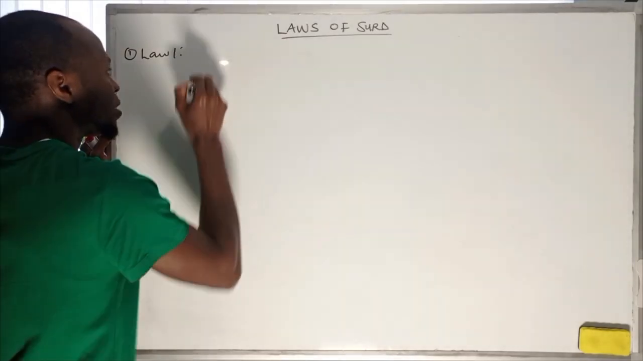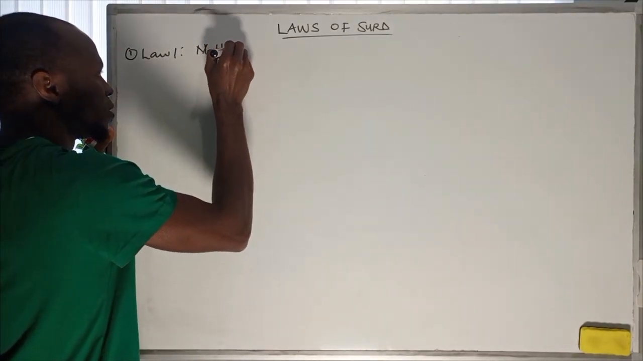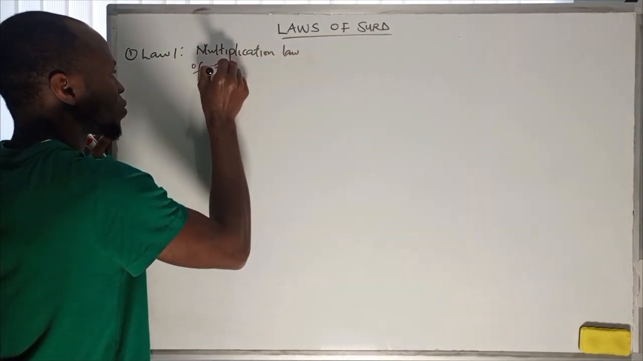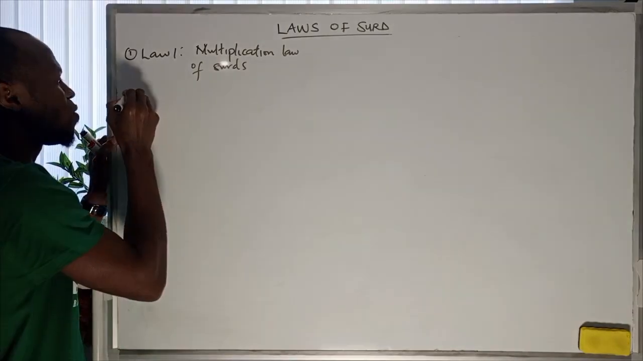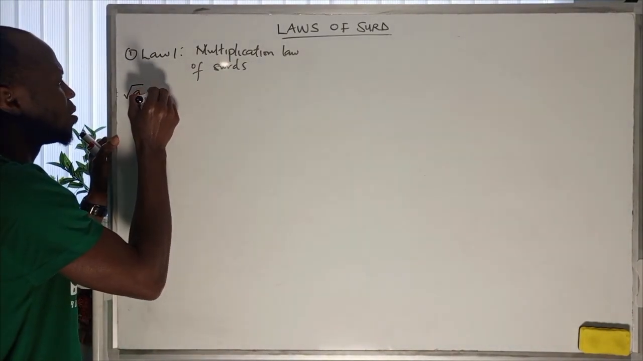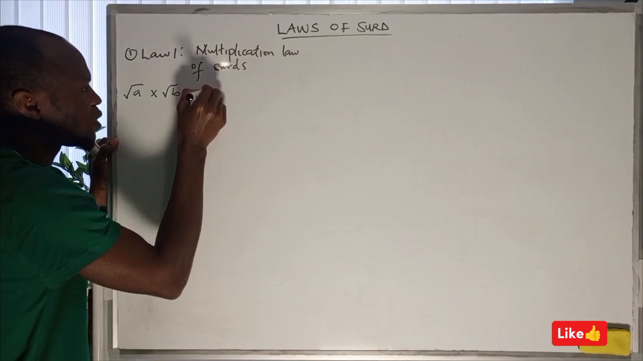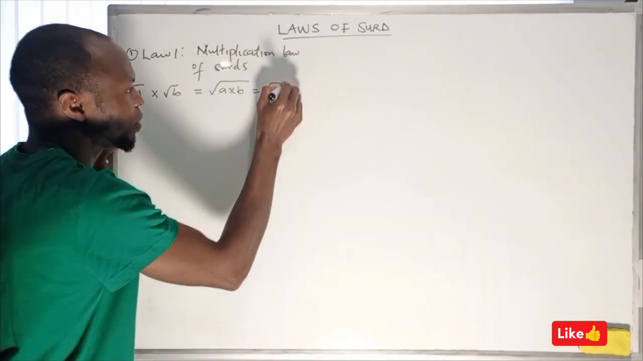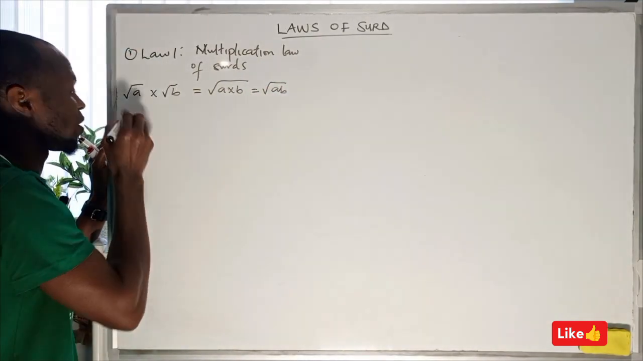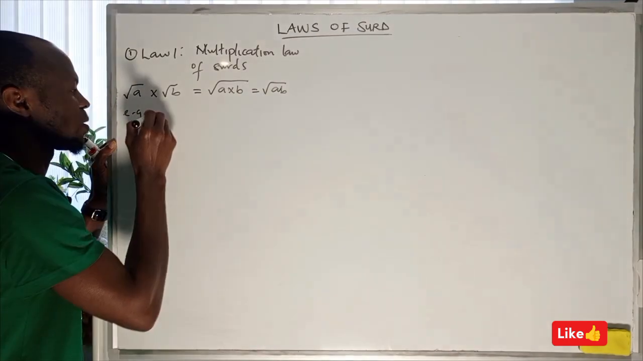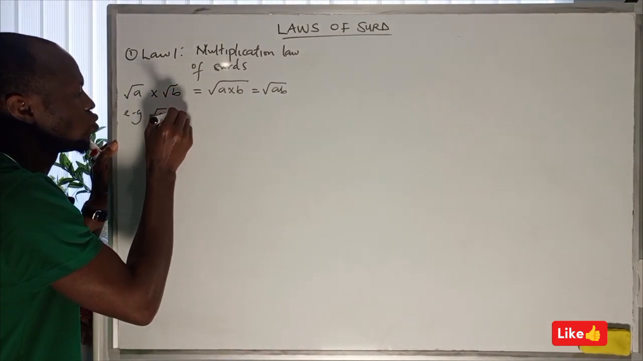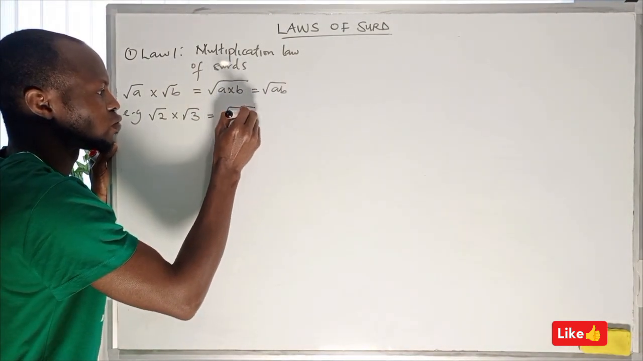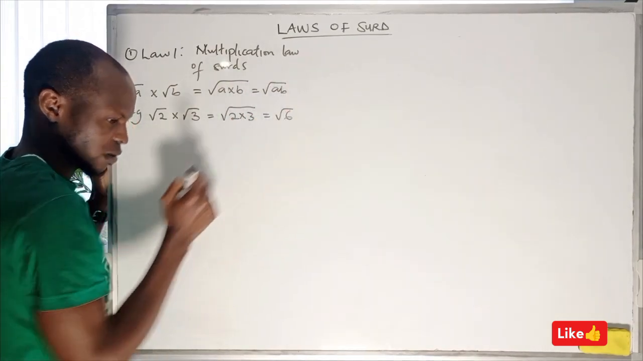Law one is the multiplication law of surds, which says when we have surd A multiplied by surd B, it is equivalent to surd of A times B, which is the same thing as surd AB. For example, if we have to multiply surd 2 multiplied by surd 3, this is equivalent to surd of 2 times 3, and that is surd 6.